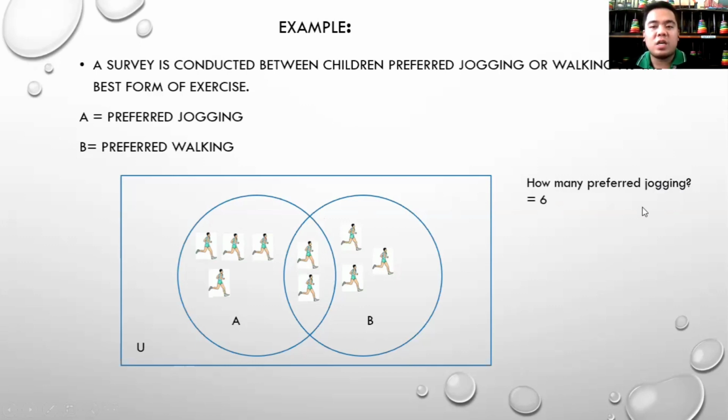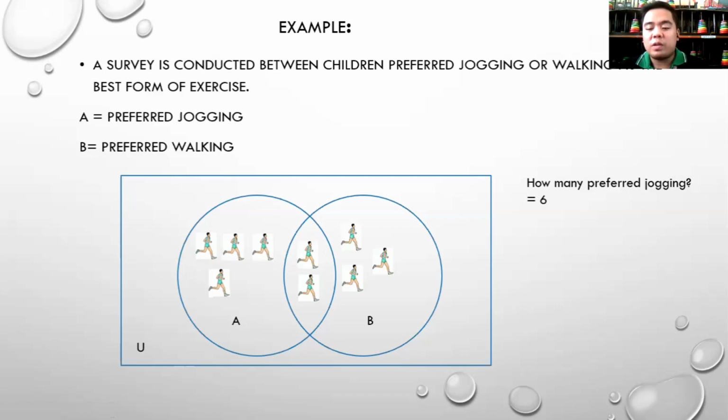So those who prefer jogging only is jogging: 1, 2, 3, 4, 5, 6. Why are these two included? Because they prefer jogging naman. It's either they preferred both. So they still belong to those who preferred jogging.